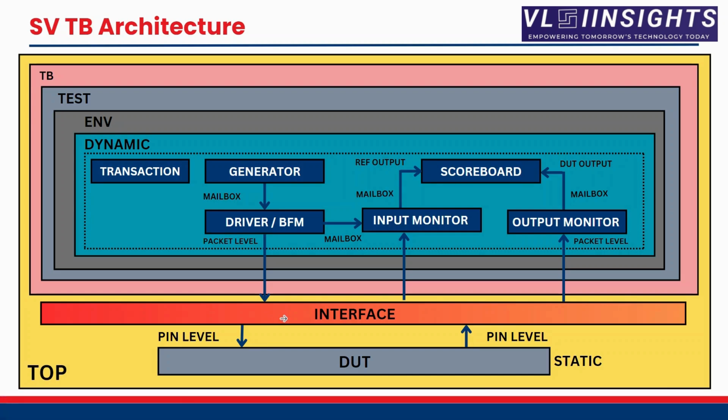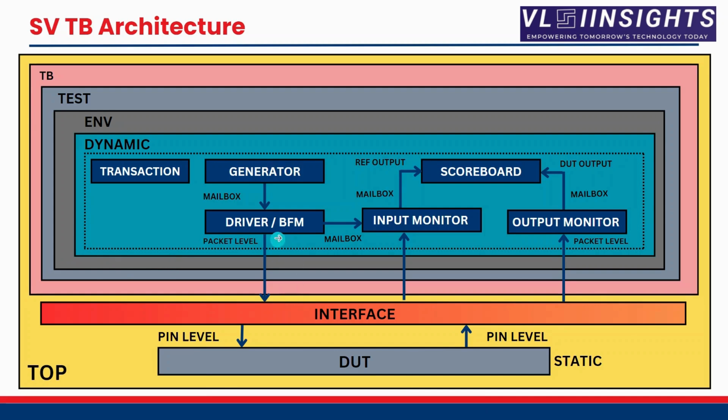So basically here what happens, whenever we are doing the communication between the testbench components, we are going to use the mailbox. We can see here, whenever we are doing the communication from monitor to scoreboard, output monitor to scoreboard, generator to driver, we are using mailboxes. But when we are communicating between the testbench and the DUT, we are going to use something called interface. So this is something that we have to make a note of.